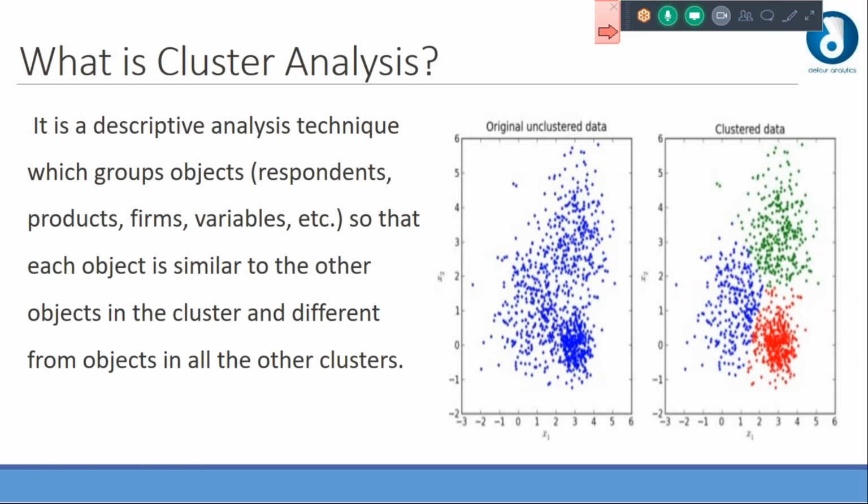So what is basically clustering? It is a descriptive analytic technique which groups objects so that each object in a cluster is similar to the other objects in the cluster, and it is different from other clusters. If you see here, it is unclustered data. After applying cluster analysis, you get three clusters of different colors.